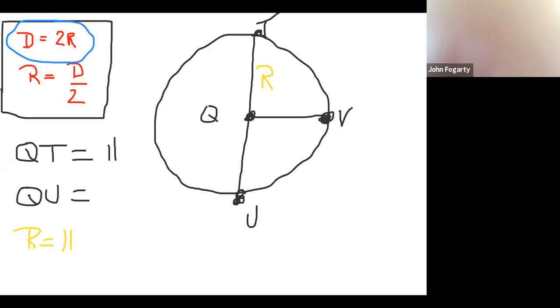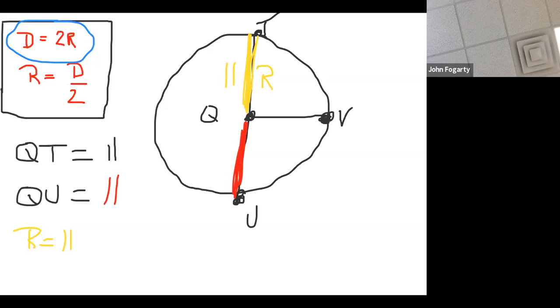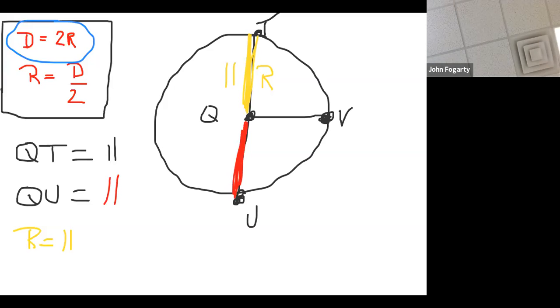and you know that that's 11. This is QU. What is that? That's also a radius. So what does it have to be? The same. It has to be 11, because all radii are congruent. Does that make sense? Yes. I sort of screwed up the diagram there at the beginning. Does that make sense? Yes.